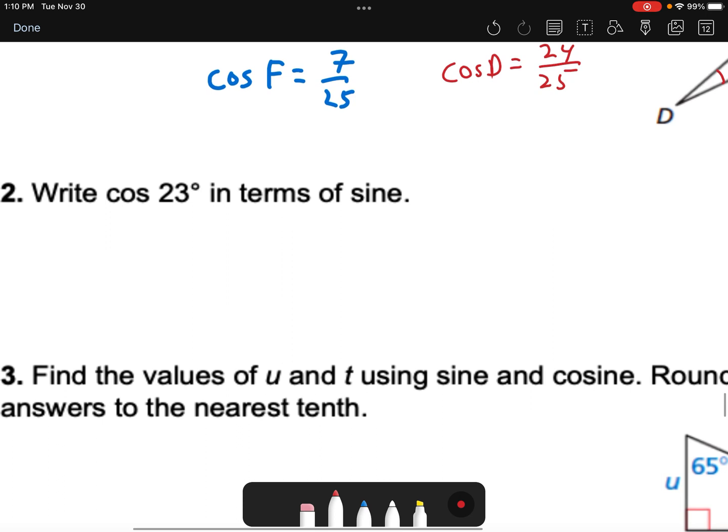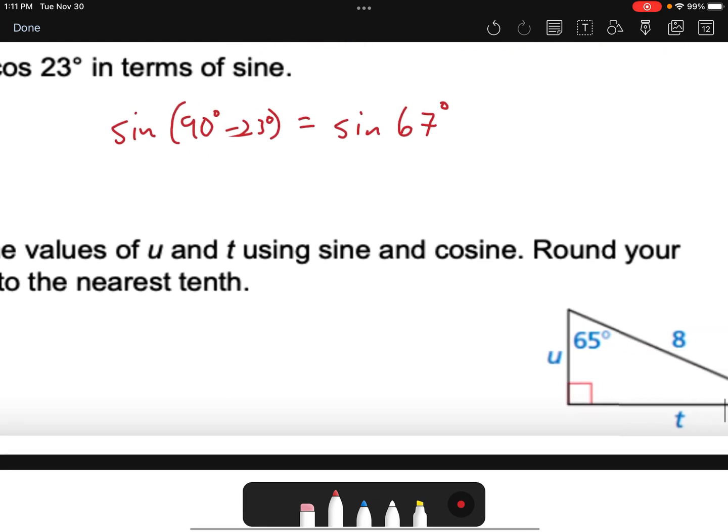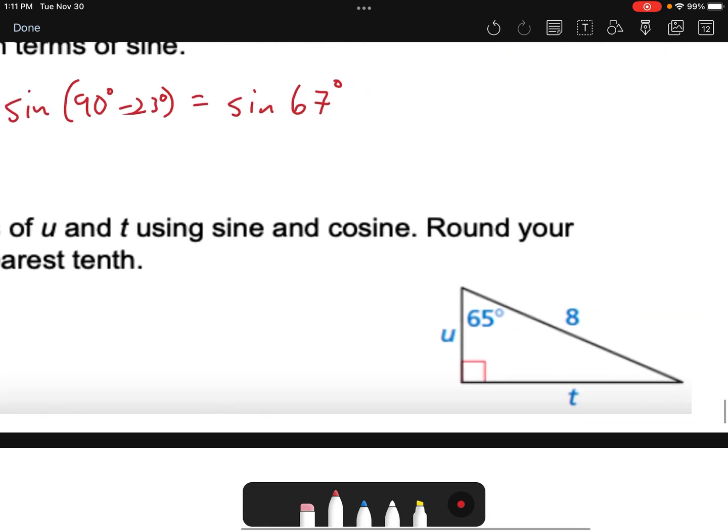Okay, now on number 2, we're supposed to write the cosine of 23 degrees in terms of sine. Well, remember, we're supposed to write the sine, sorry. So this is going to be the sine of 90 minus 23, which is what, 67 degrees, I believe. 90 minus 23.